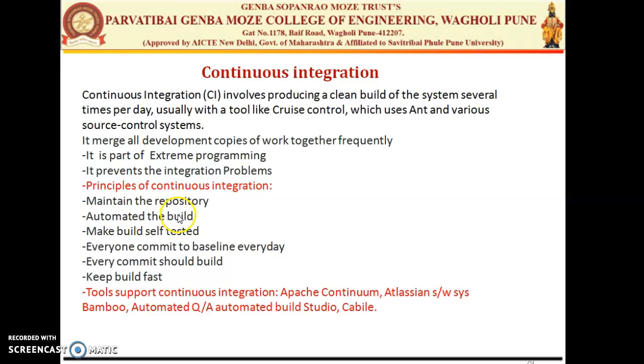Then an automated build is there. As they add the code, that means you are integrating the code, and integration testing happens by itself. So it is self-tested, which makes the build self-tested. Everyone commits to the baseline every day, and it keeps the build fast, so building the application is fast. Why? Because different people work on different PCs or different pieces of code, and that code gets added to the repository and is simultaneously tested. That's why we eliminate the number of errors at the integration phase.